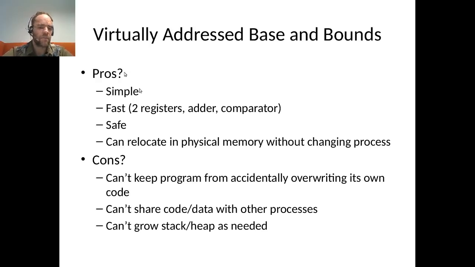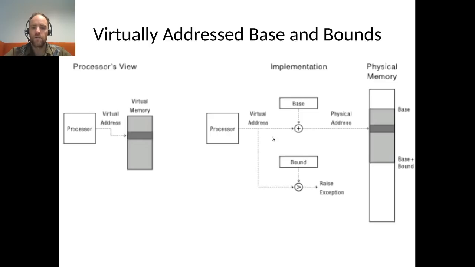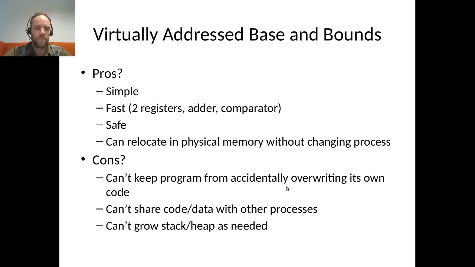So the benefits of virtually addressed base and bounds: it's very simple. You see we only have two registers. We have a simple operation, and we have a simple case for raising an exception. So minimal hardware needs to be added. It's safe enough, so it does what we want it to for process isolation. It can relocate in physical memory without changing the process, so that's also a benefit.